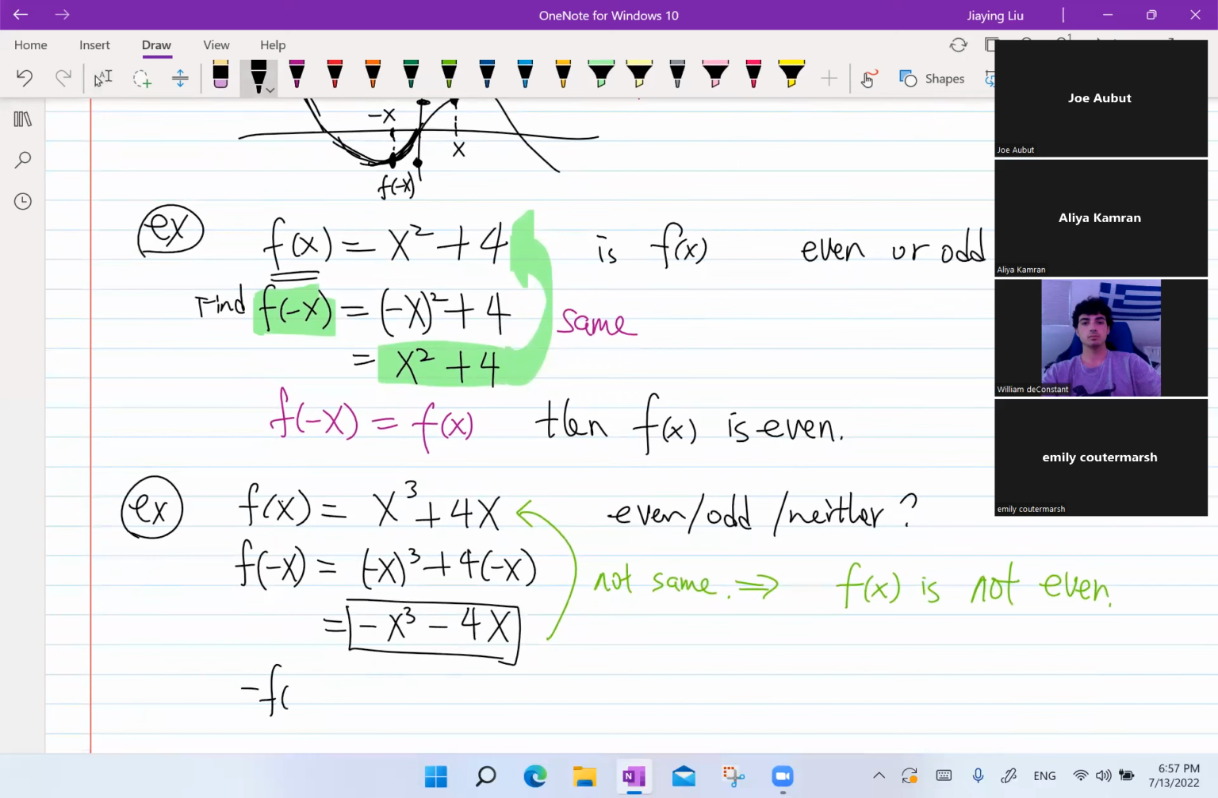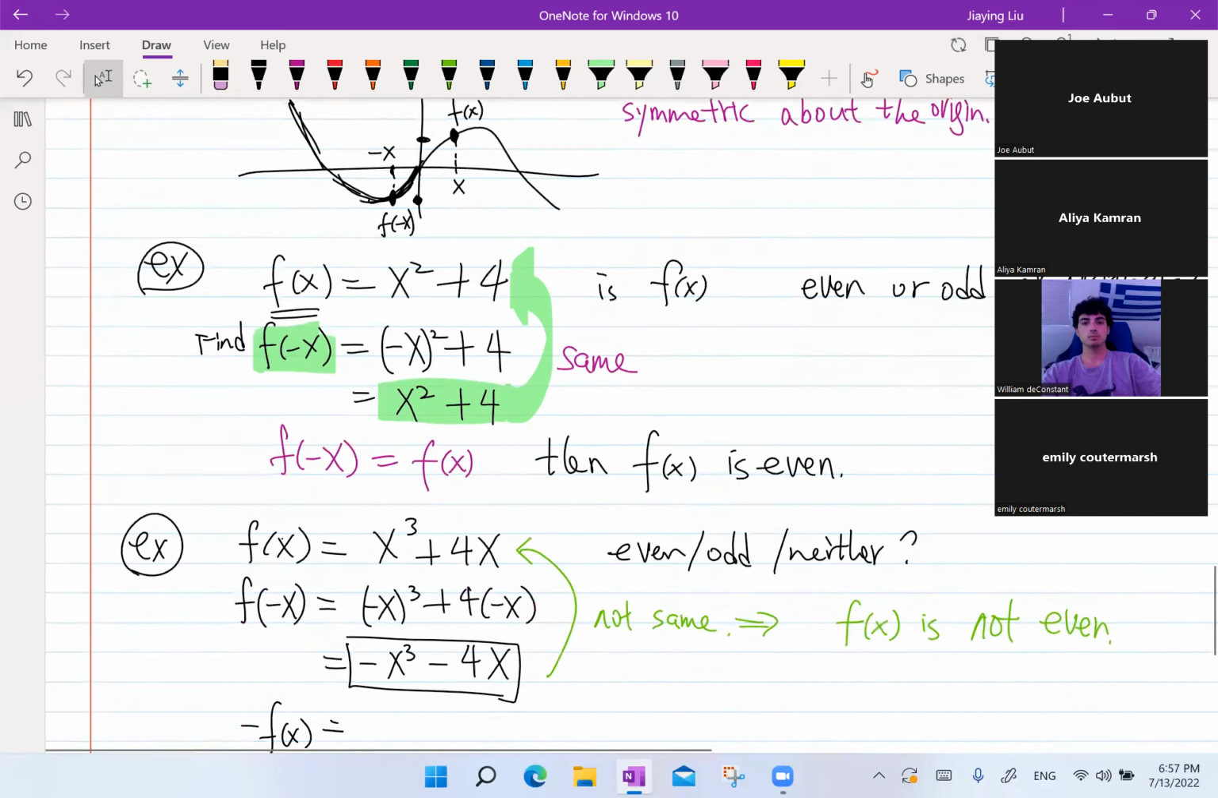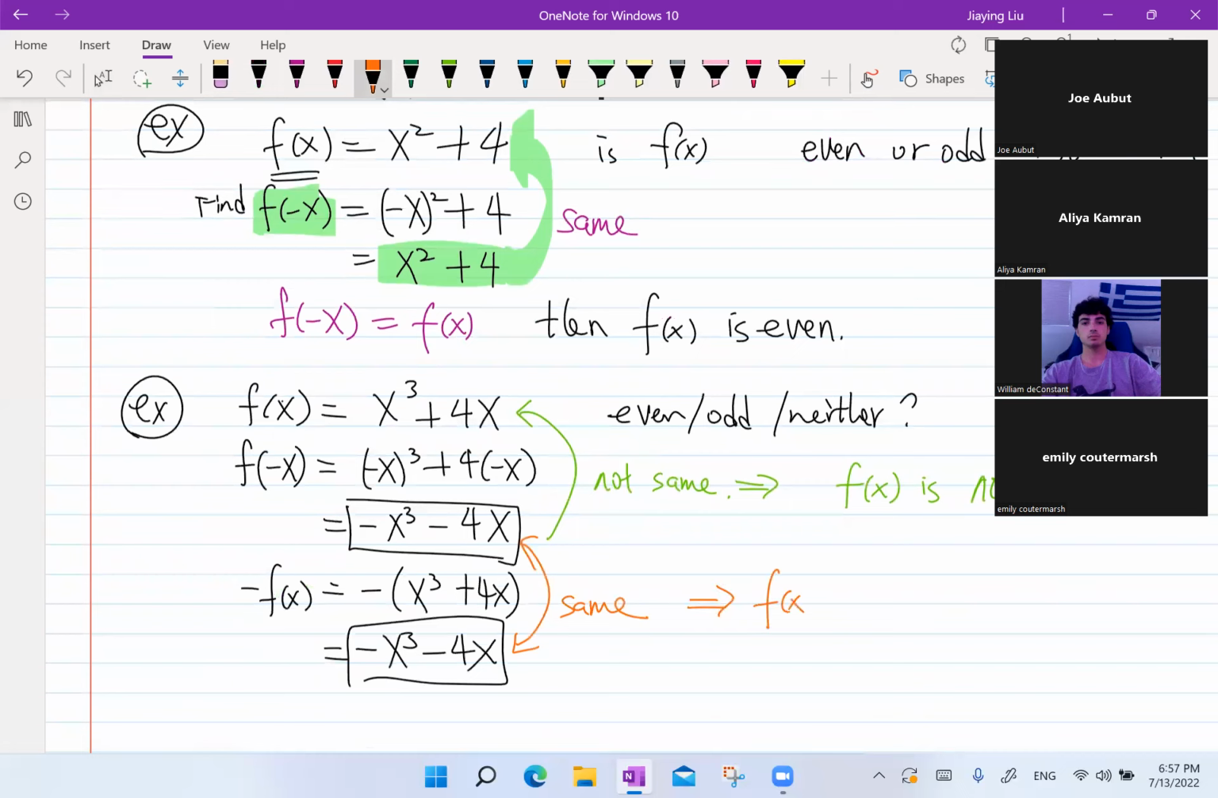What about negative f of x? Because that's what we need to compare f of negative x with, right? If f of negative x equals negative f of x, then it's odd. So negative f of x equals negative x cubed plus 4x. That's going to be negative x cubed minus 4x. And it turns out that negative f of x and f of negative x are actually the same. So that means f of x is odd.